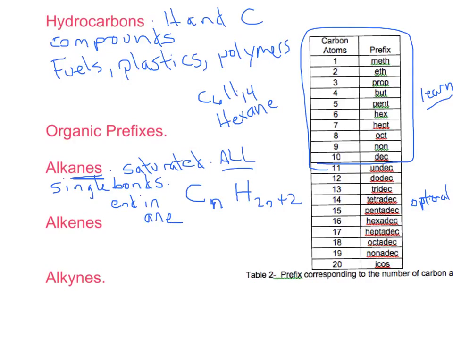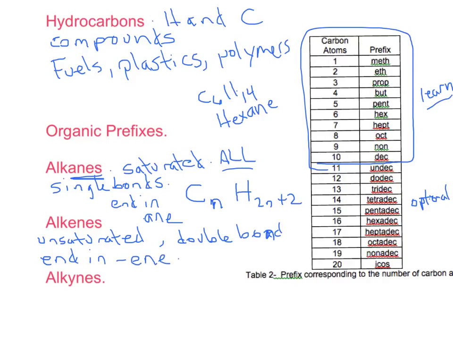Okay, the next one is alkene. These are not saturated, they're known as unsaturated, and they have at least one double bond present. And like before, the other ones end in ane. You can probably guess that these ones will end in ene, E-N-E. So it's a double bond, and it ends in ene.